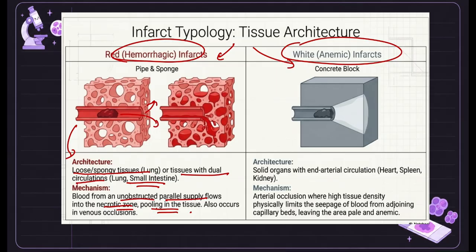Structurally, a white infarct acts like a pipe firmly stuck inside a solid concrete block. This specific type of infarct only happens in solid organs with strict end arterial circulation. The human heart, the spleen, and the kidneys are prime examples. The extreme physical density of the solid tissue literally prevents any fresh blood from seeping in from neighboring beds. The entirely dead area remains completely pale, it's highly anemic, and it typically presents in a distinct wedge shape.